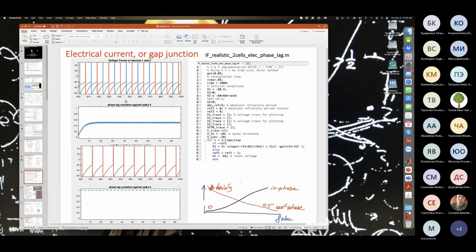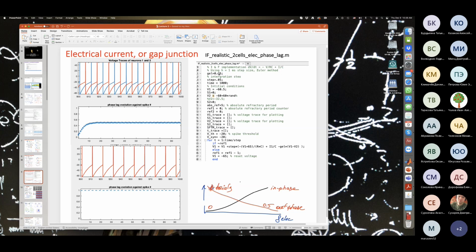What you see here, I'm looking at this file. It's called integrating fire realistic two cells electric phase lag. So that's your electric gap junction. At this point, I make this interaction. Again, this number, you can't say what's strong, what's weak. Let's just say that you need to make sure that this number is large enough to see some reasonable progression.